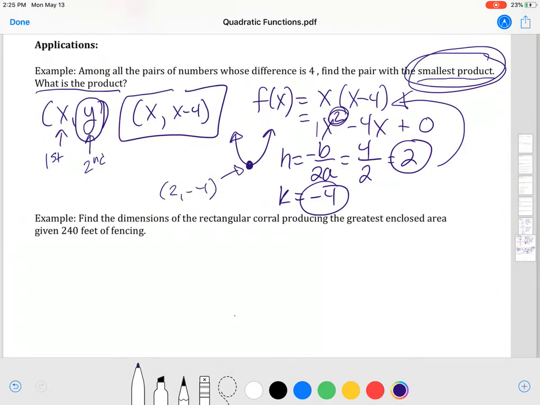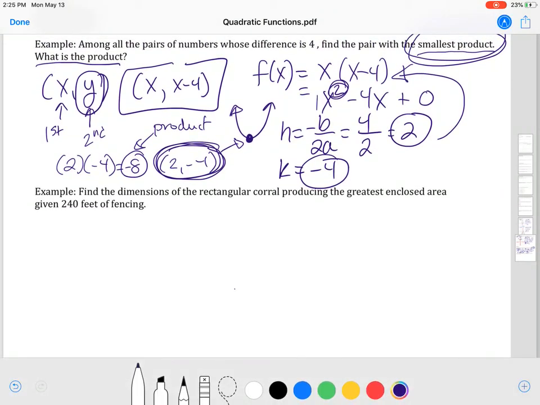So this should be the pair that gives me the smallest product. And that product, if I multiply it together, would be 2 times negative 4, which would be negative 8. So this is my smallest product, and this is the pair of numbers that would do that.